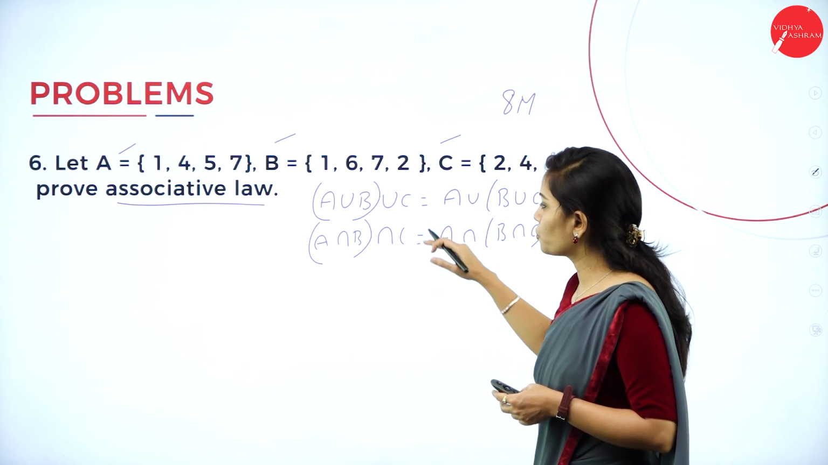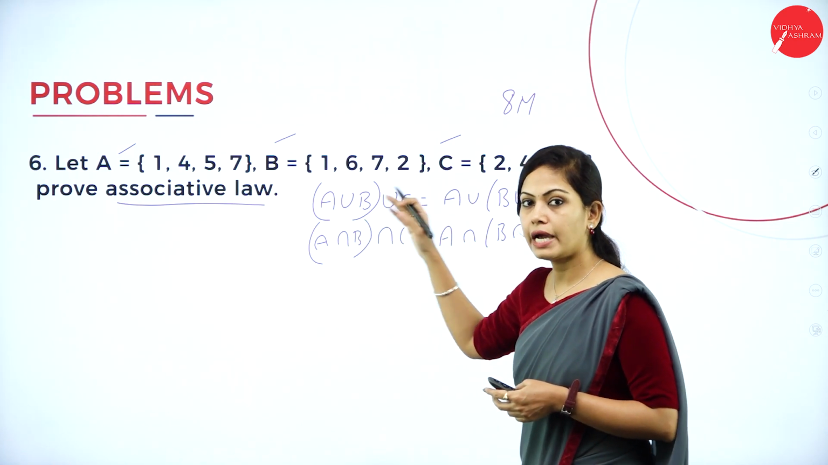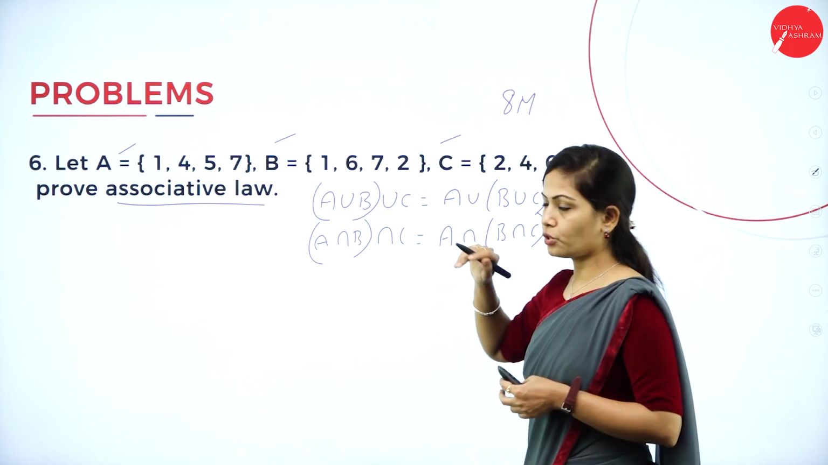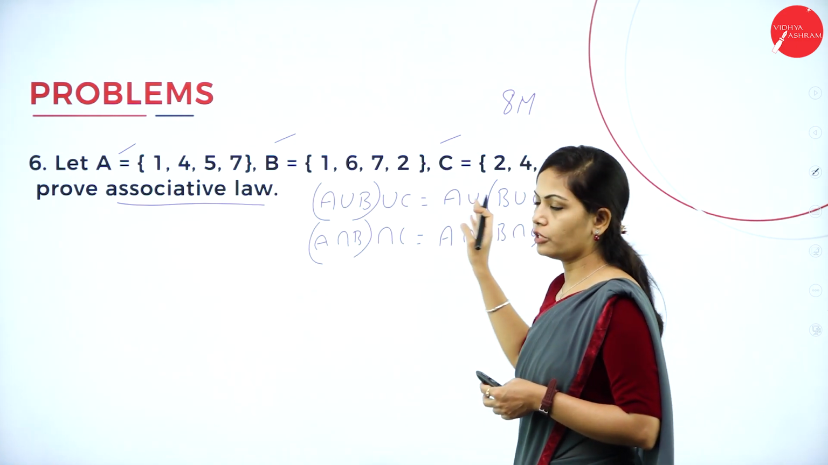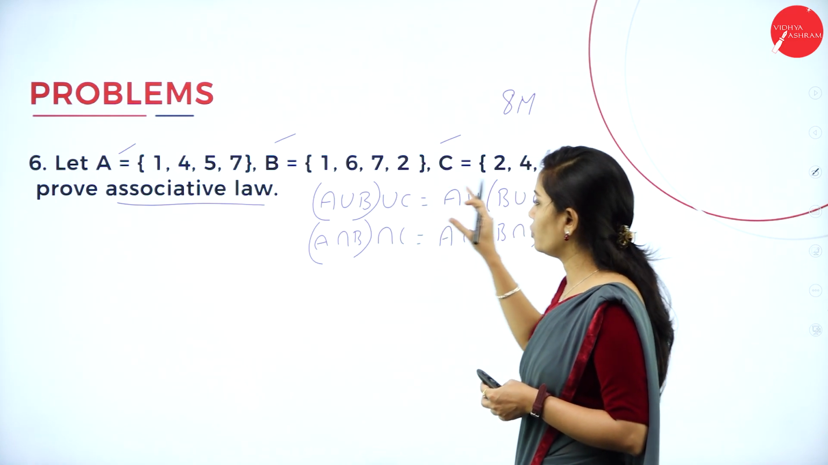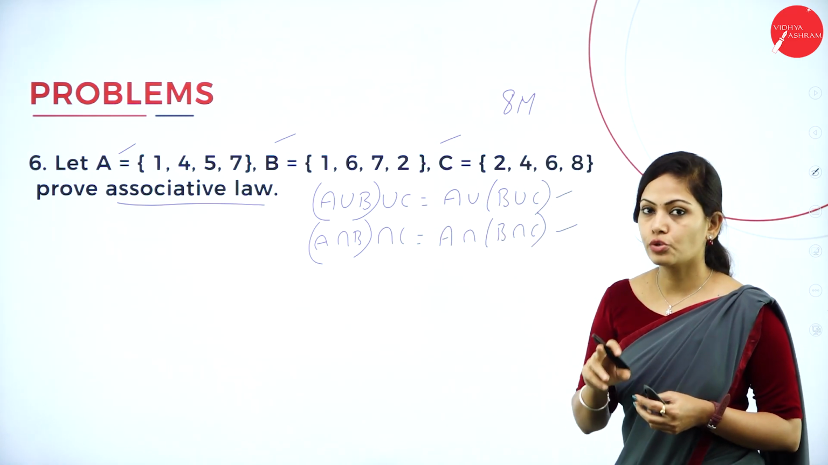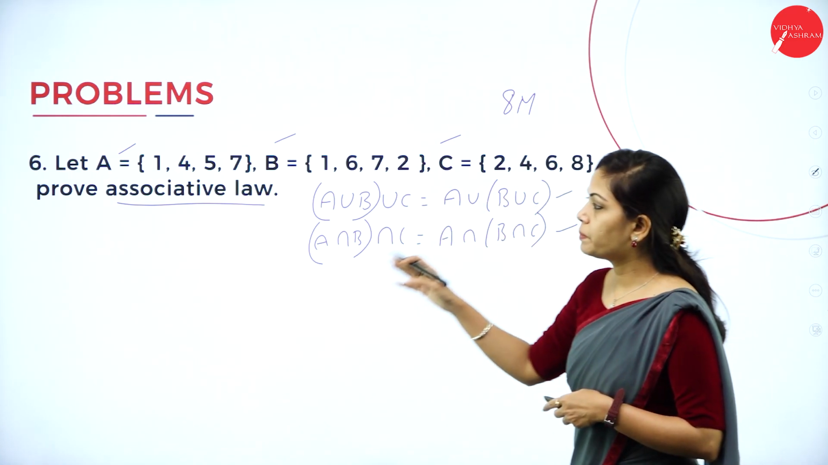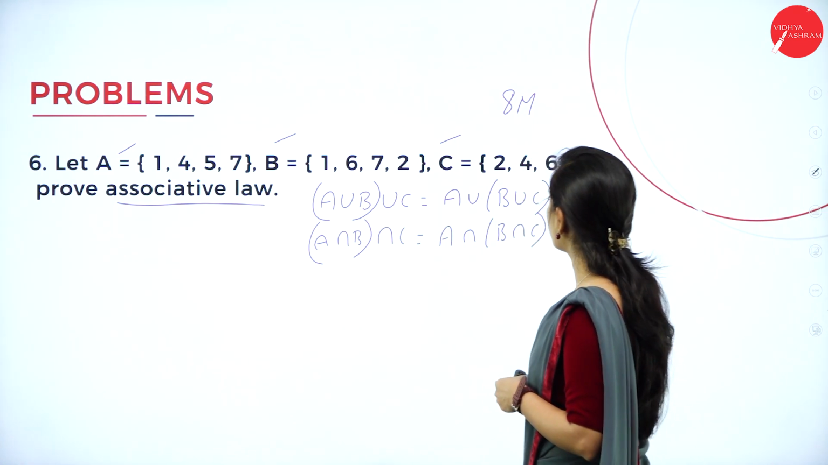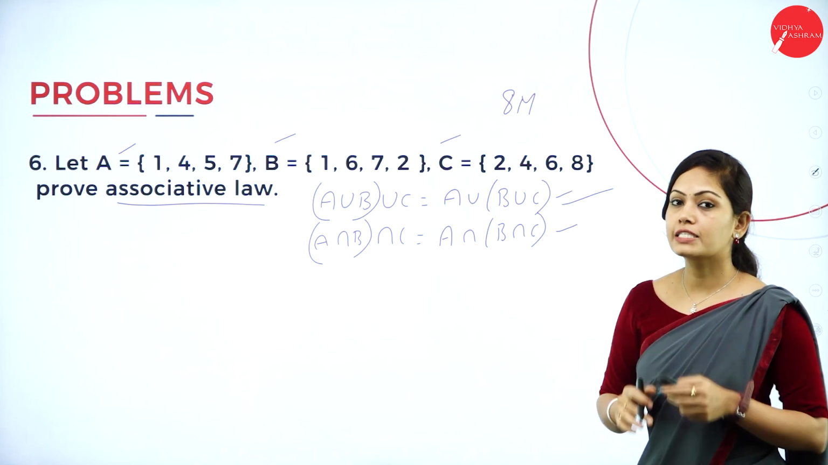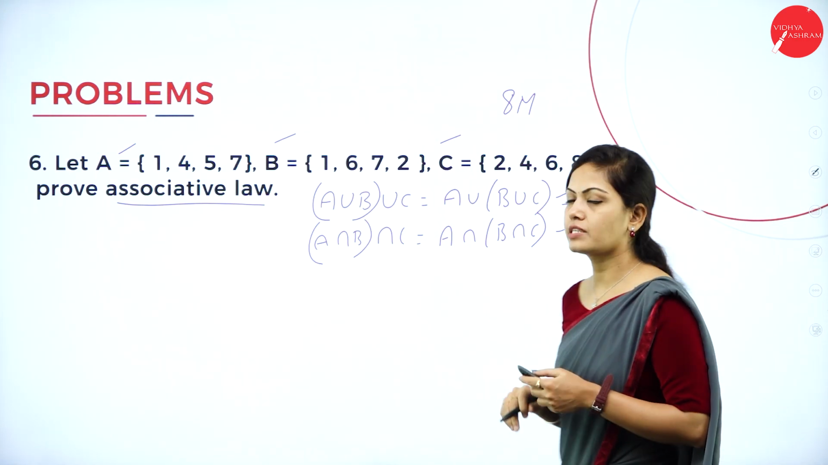So here you have to prove both the laws of union and also for intersection. Here we have three sets A, B, C. Using the set values, you can find the LHS value is equal to RHS in the associative law. In previous problems also I have explained this type of question. So you can try this out. This is your assignment question. Please practice this assignment question.